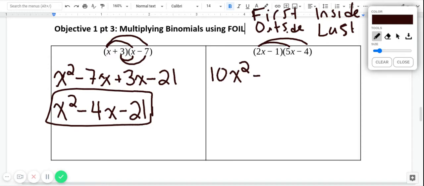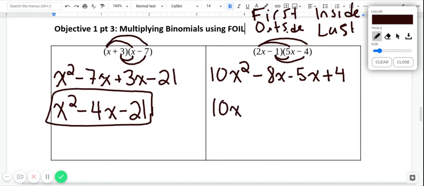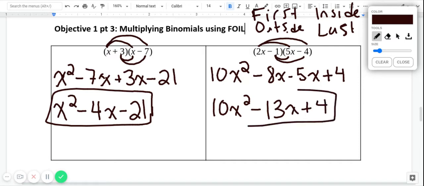2x times -4, that's a -8x. And now this -1 times 5x, which is -5x. And then a -1 times a -4. Two negatives make a positive, so this is plus 4. And then we combine like terms. So this is 10x squared minus 13x, because that's -8x minus 5x, that's minus 13x, plus 4. That's our answer for that one.